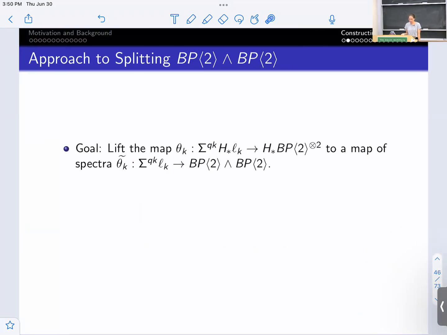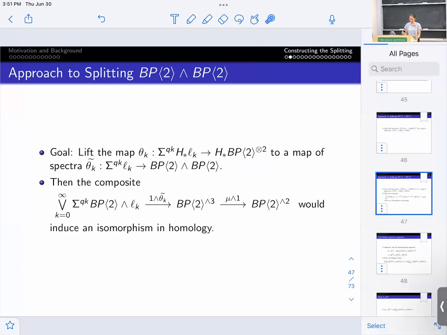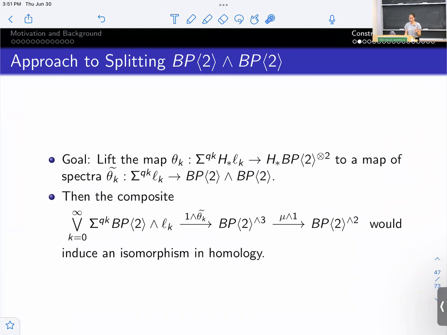The general approach that I took to constructing this splitting is to lift a certain family of maps, theta k, that go from appropriate suspensions of the Brown-Gittler spectrum into the homology of BP2 tensor with itself, to a map of spectra. The reason for that is that it's fairly standard algebra to show that if you could realize this map here, and then you took this composite where you start from BP2 smash N2 of k, and you take the identity on BP2 and the appropriate lifting on N2 of k, then you land in 3 copies of BP2, you multiply the first two copies together using the standard multiplication, and then you land at BP2 smash BP2.